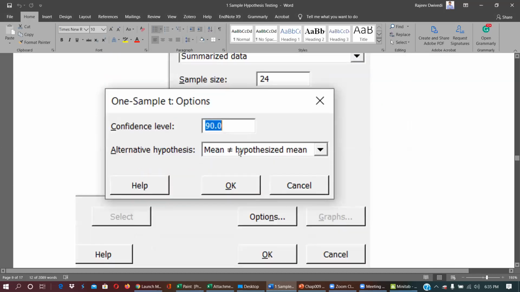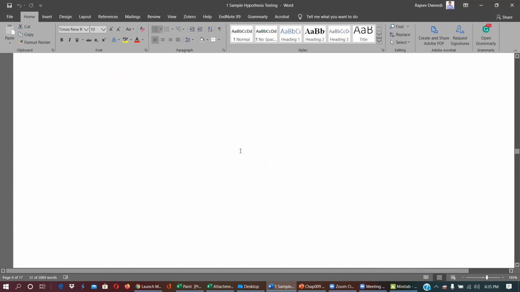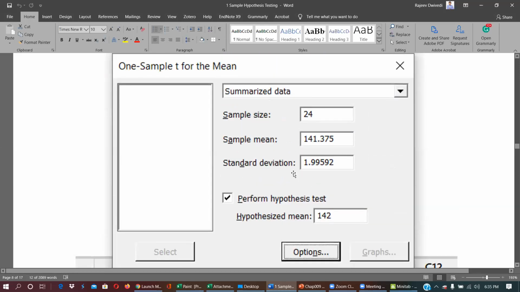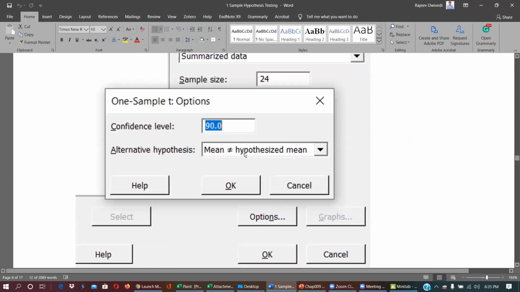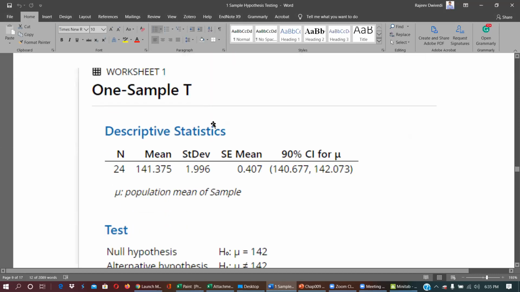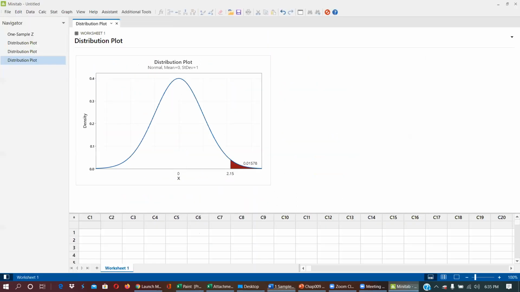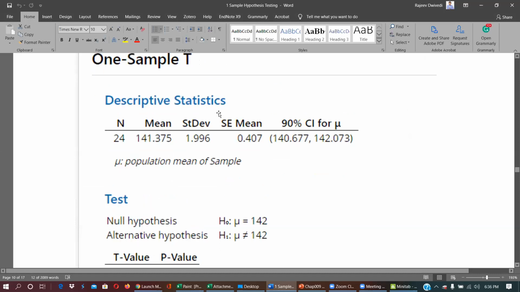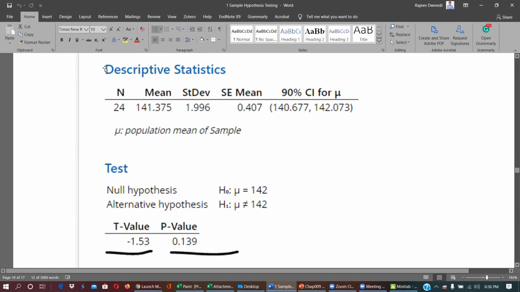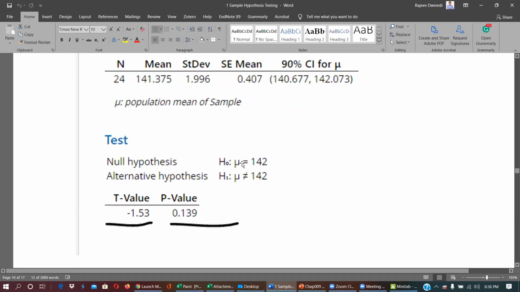Because we are checking whether it differs from the standard 142, we are using the test where the mean is not equal to the hypothesized mean. Now, confidence 90%. When we do this, can you see my screen? Yes, we can see it. Do you want me to go on Minitab, because it gives clear information here?